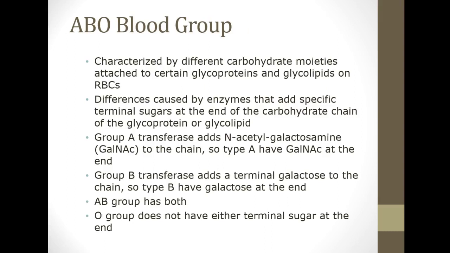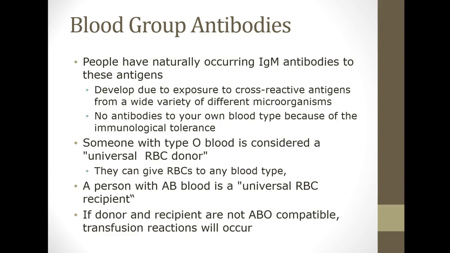Well, the ABO blood grouping is characterized by different carbohydrate moieties attached to certain glycoproteins and glycolipids on RBCs. What does that mean? This just tells you that different blood types have different antigens on them. Please don't memorize this slide specifically, but it does tell you this, that there are a lot of specifics that go into play with this.